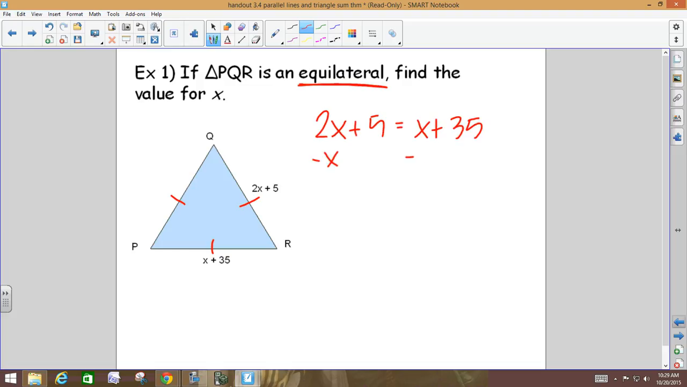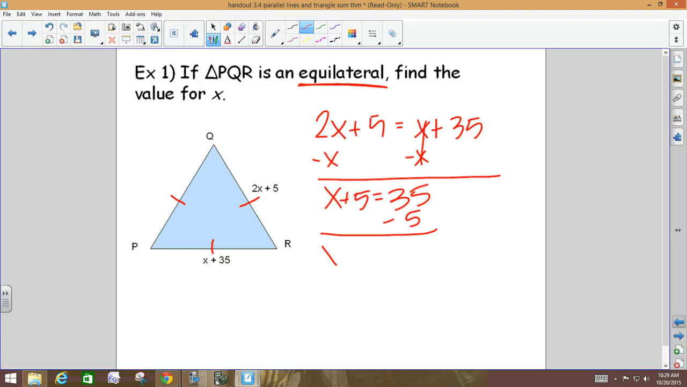Subtract x. x plus 5 equals 35. Subtract 5, so what do we get for x? 30. Check it. What's 30 plus 35? 65. What's 2 times 30? 60. Plus 5. 65, right? So those two sides are congruent when I plug them back in. What would be the length of PQ? 65. Kilgore?